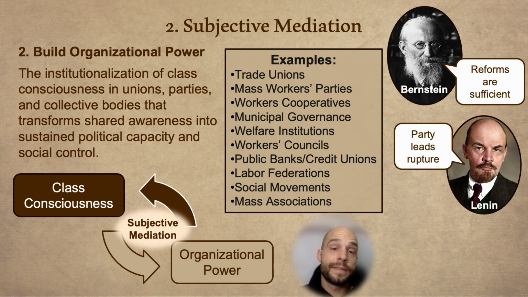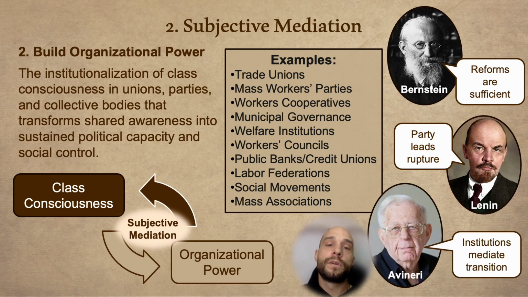Lenin rejects this completely. His strategy centers on building one primary institution, the Communist Party, and using it to seize state power through a decisive rupture. Existing institutions such as parliaments, trade unions, and legal systems are treated largely as bourgeois structures that limit revolutionary potential rather than develop it. Avineri charts a different course.